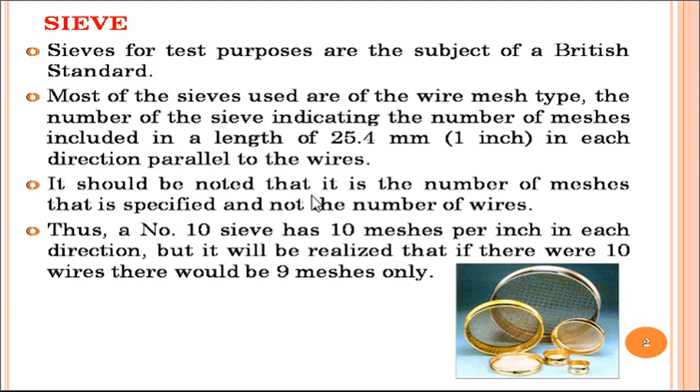The mesh is nothing but the holes or screen of your sieve. The mesh number indicates the number of holes included in the length of 1 inch. You should find it easy to recall: 1 inch is 25.4 millimeter or 2.54 centimeter. This is the projection area within which the number of small holes lie in your sieve, and that will define the sieve number.